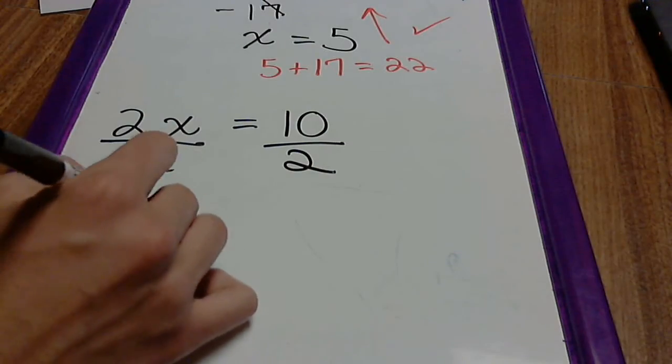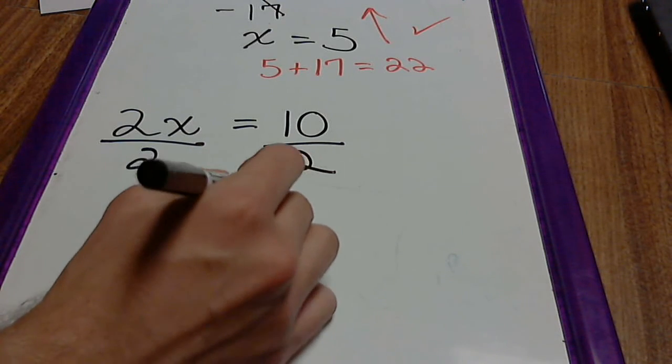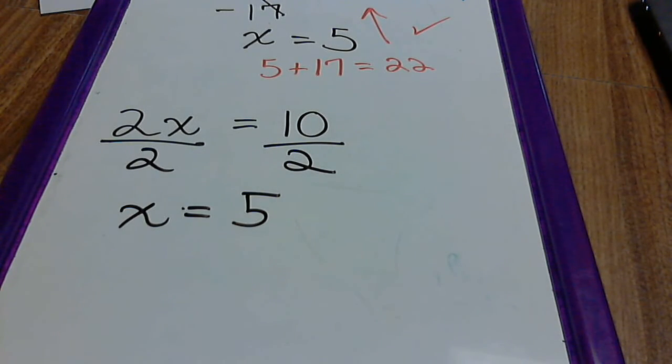So we get x equals 5 again. Now this is not to say that every time we solve an equation, x will equal 5. That was just a coincidence. Okay. Oftentimes it won't equal 5. Sometimes it will, but not all the time.